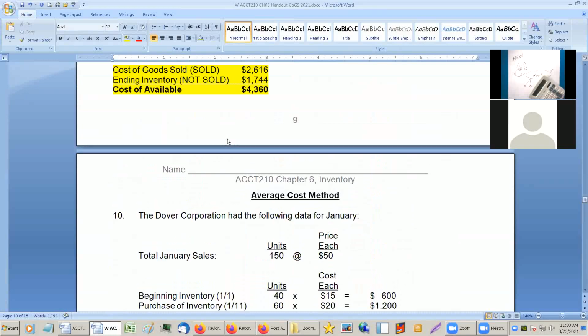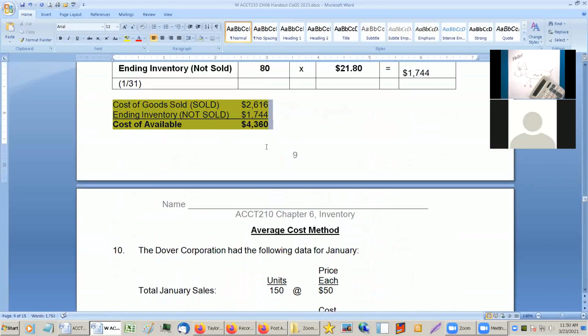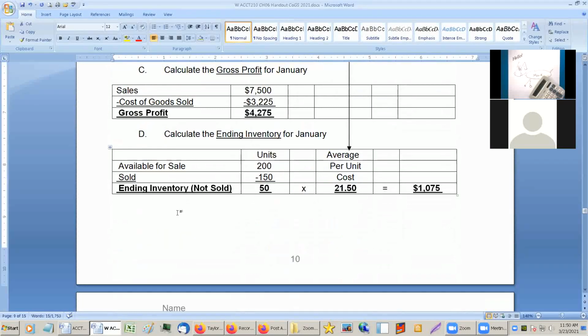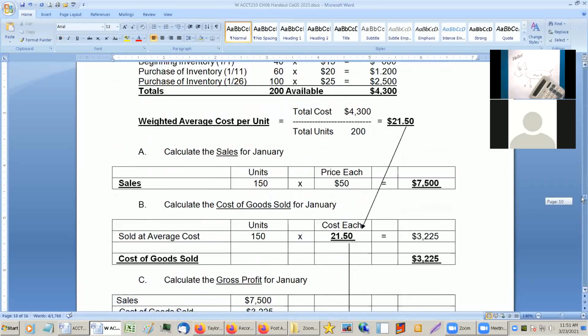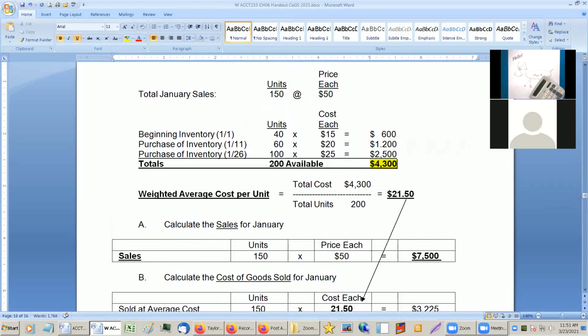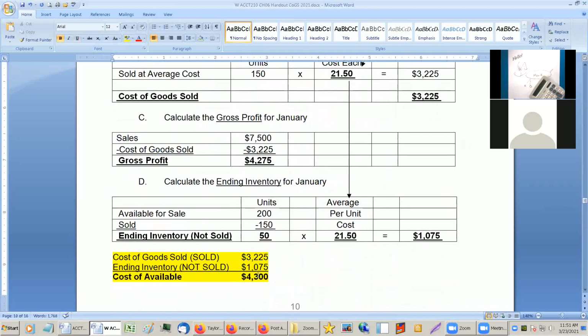I'm going to copy this thing down. So this is the most we could have sold. The available 4,300 just came from up here. So 4,300 is what we could have sold. We actually sold 3,225, and the ending inventory, which was not sold, was 1,075.